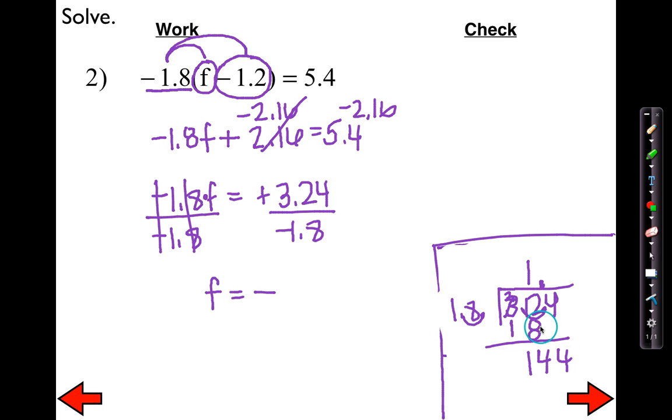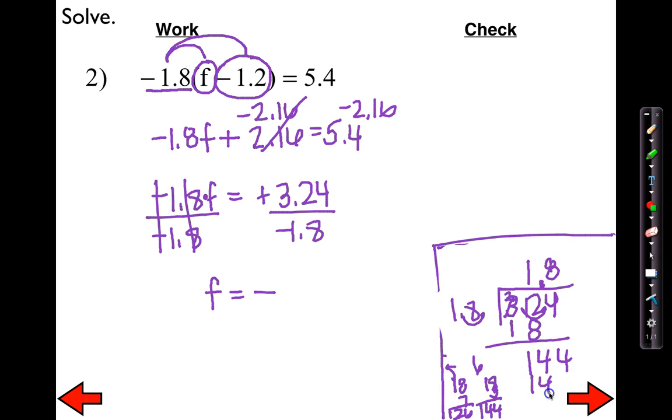I'm going to say 18 is going to go into 144. Well, first let me estimate. 18 is pretty close to 20. So 20 is going to go into 144 maybe about 7 times. So let's try 18 times 7, which is not enough. So let's try one more. 8, 64. Then it does work out nicely.